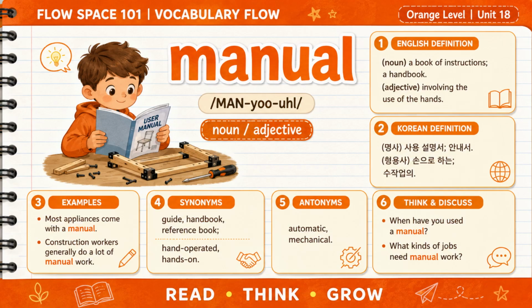Our next word is manual. Say it with me, manual. Manual can be a noun or an adjective. As a noun, manual means a book of instructions or a handbook. For example, most appliances come with a manual. As an adjective, manual means involving the use of the hands. For example, construction workers generally do a lot of manual work.